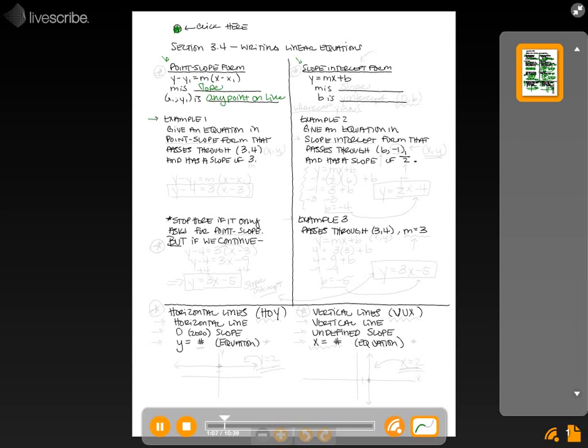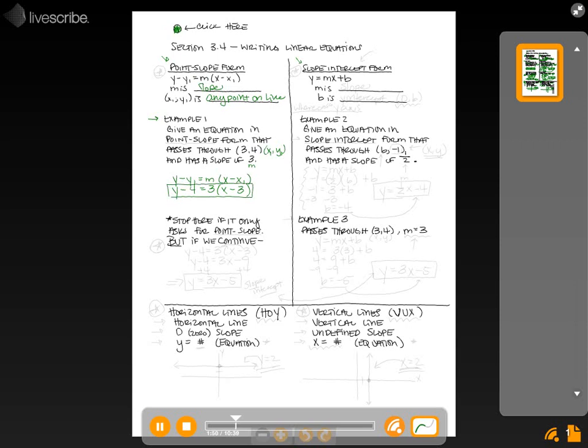Let's go ahead and do our first example then. It says, give an equation in point-slope form that passes through 3, 4 and has a slope of 3. Well, remember, points are written x, y, so the point they give us here is really our x1, y1. And then we said slope is m, so that 3 is the m. We're going to just plug things into our form now. And remember, it is y minus y1 equals m times x minus x1. So y minus y1 in our problem was 4, equals m is 3, x minus x1 was 3. And that's it. We are finished.